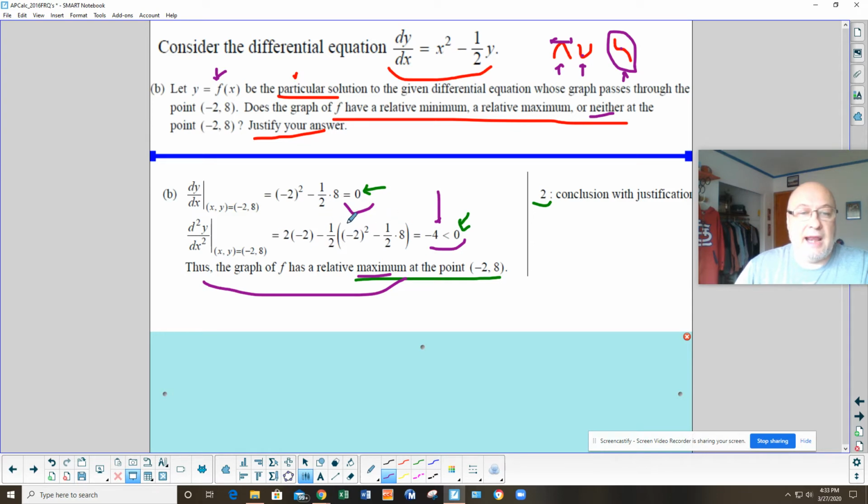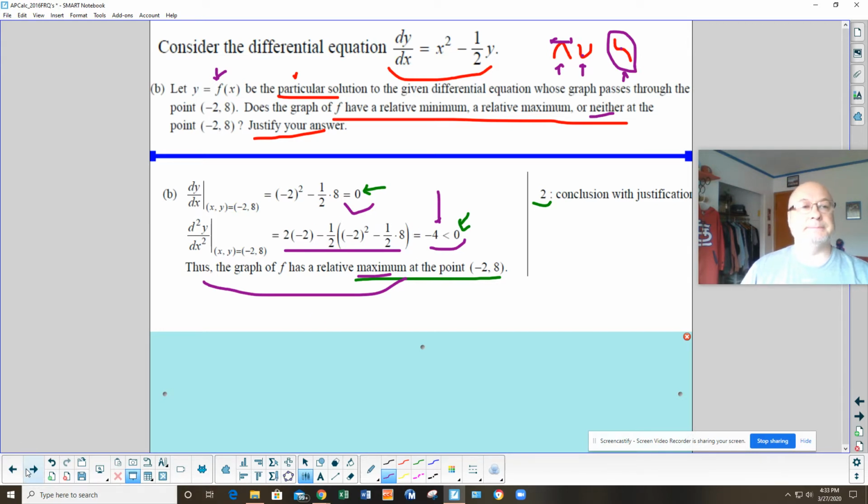How did I get those actual values? This is all the stuff from part 1, and you're substituting in these values. Now, if you got part 1 wrong and you use the derivative you had in part 1 and you justified everything correctly, they would give you both points as long as you didn't make this a much easier kind of problem.